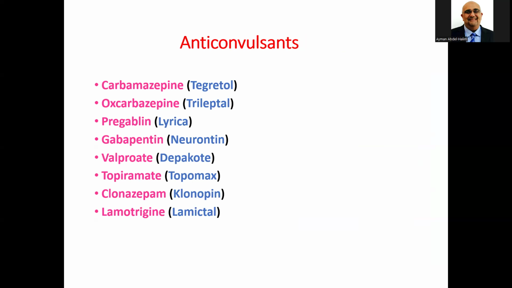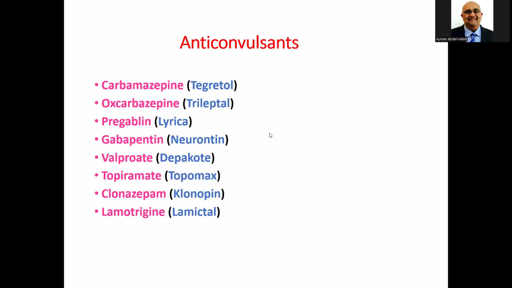Anticonvulsants. Okay, so these are some of the anticonvulsants that we have: carbamazepine, oxcarbazepine, pregabalin, gabapentin. The first choice for neuropathic pain are what we call the gabapentoids. All right, just take it as a rule: the gabapentin and pregabalin. Now, as first choice for trigeminal neuralgia, okay, is carbamazepine or what we call oxcarbazepine, which is basically very near in structure to carbamazepine. It's under the name of Trileptal.